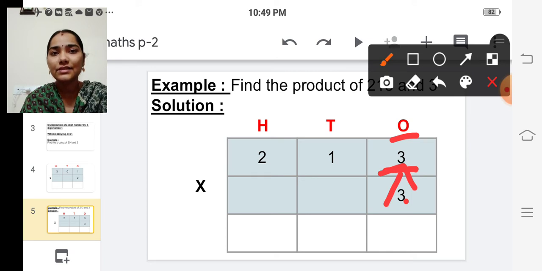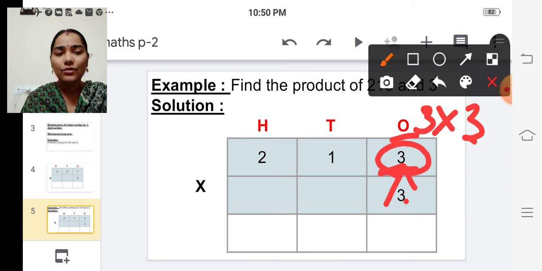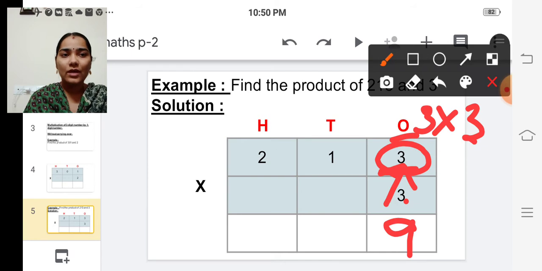So what is the digit in the ones place? It is 3, isn't it? So 3 into 3. 3 threes are 9, isn't it? 3 threes are 9. So you have to write this 9 here. Okay, 3 threes are 9. And next we will move on to the next digit. That is the tens digit, isn't it?